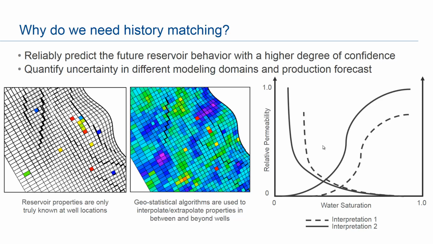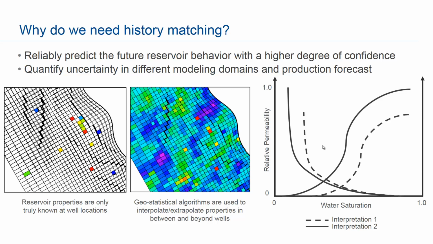If you look at the two pictures on the left hand side, you will see that we only truly know about the reservoir properties where we have drilled the wells, and we use different geostatistical algorithms to populate properties in between and beyond wells. So we may have a high degree of uncertainty in these properties.